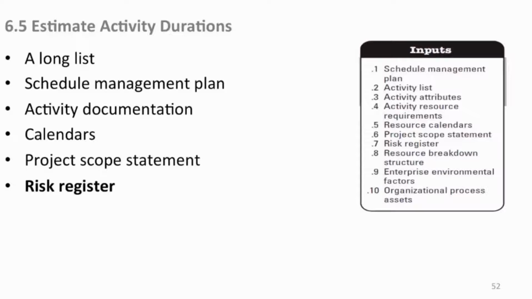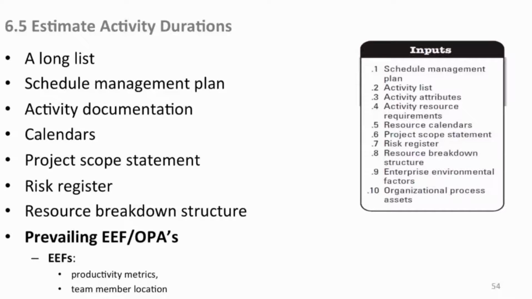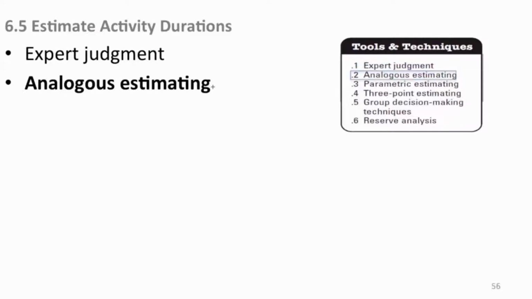As we mentioned, the risk register comes in and the resource breakdown structure as we saw. Now we can use that as a visual to help us, again, perhaps more efficiently assign our time. The prevailing organizational environmental factors, the EEFs, may include productivity metrics of how productive people can be at certain types of highly skilled tasks, for example. Where the team members are, if it's here or elsewhere, may be a factor, an environmental factor. We don't have any control over where they are, and it may affect durations of how we plan. And the tools we have, again, expert judgment, always use it if you can to help you in this task of assigning activities.